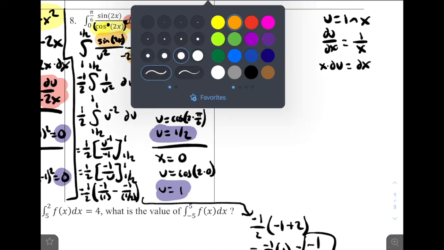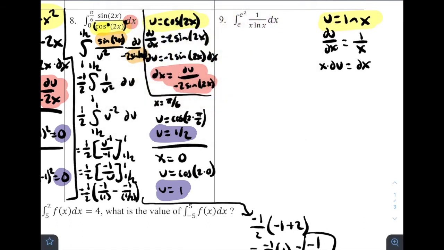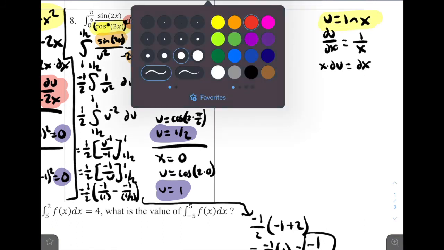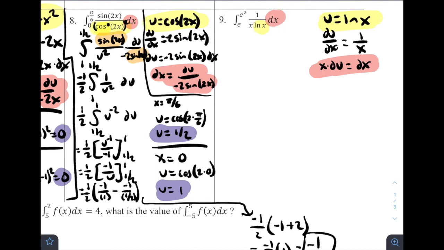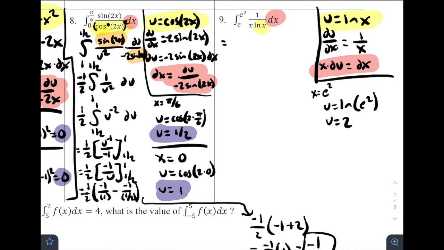So u is the natural log of x. We got that. We got the dx, which is x du, and let's see what happens. So this is going to be equal to, oh, we need to change our limits of integration. Don't forget about that. I almost did again. So when x is equal to e squared, u is going to be the natural log of e squared. The natural log and the e are inverses. They're going to cancel, so that means that u is 2.